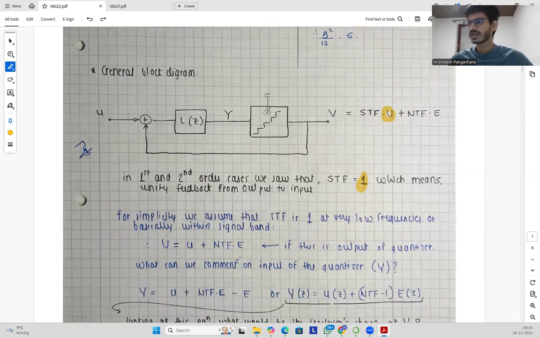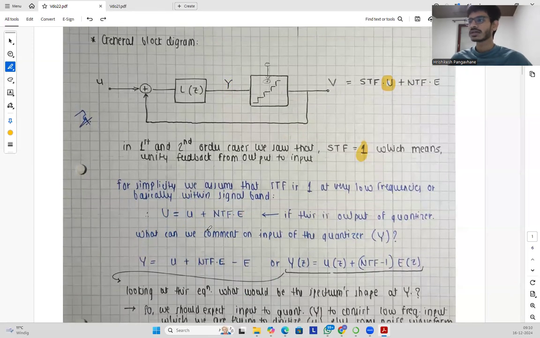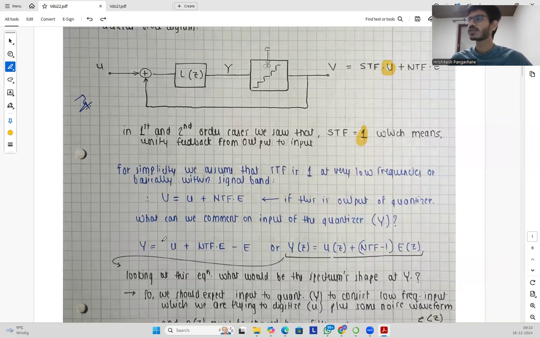And if this V is the output of the quantizer, then what can we comment on the input of the quantizer? Basically, the quantizer is realized as an additive noise source. We have the output of the quantizer, which is this value. So what can we comment on the input of the quantizer? Basically, the output is nothing but input plus E, right?